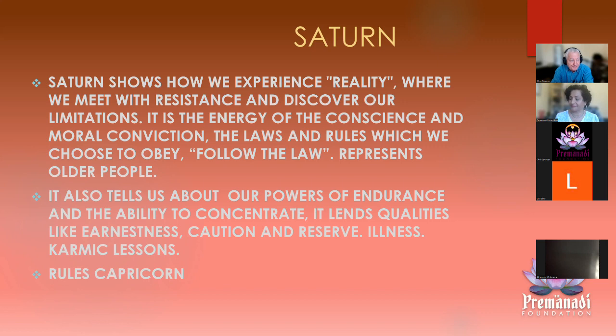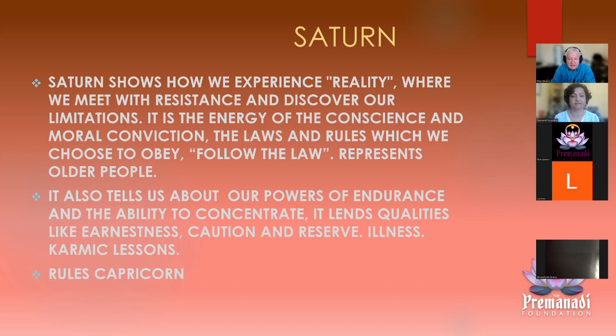Then we have Saturn, its brother. It shows how we experience reality, where we meet with resistance and discover our limitations. It is the energy of the conscience and moral conviction. In other words, keeping a steady keel. That is what Saturn is all about. It rules the laws which we choose to obey. Follow the law would really apply to Saturn. It also represents older people. And it also tells us about our powers of endurance and the ability to concentrate. It lends qualities of earnestness, caution, and reservation or reserve. So discipline is the underlying force of Saturn.